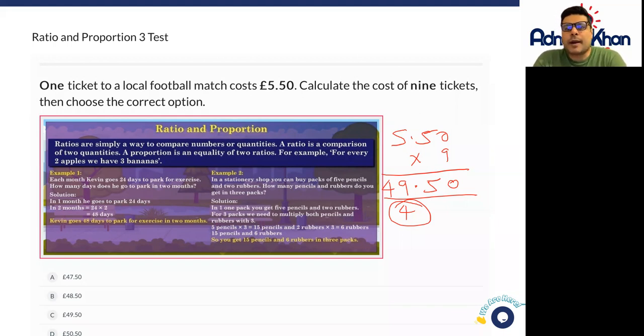Remember, ratios are simply a way to compare numbers or quantities. A ratio is a comparison of 2 different quantities or more, and a proportion is an equality of 2 ratios. For example, for every 2 apples, we have 3 bananas. And you've got a couple of examples here that will show you how it's done.